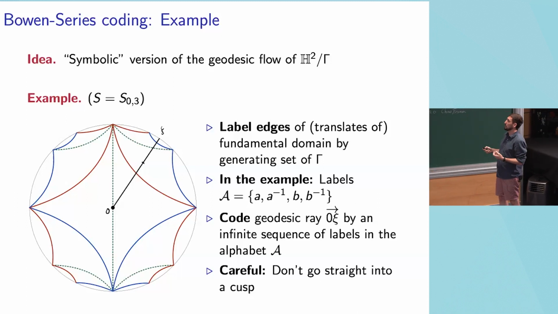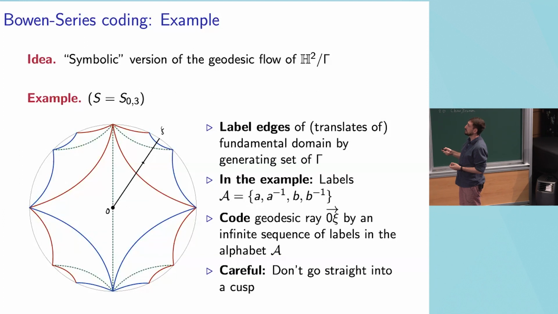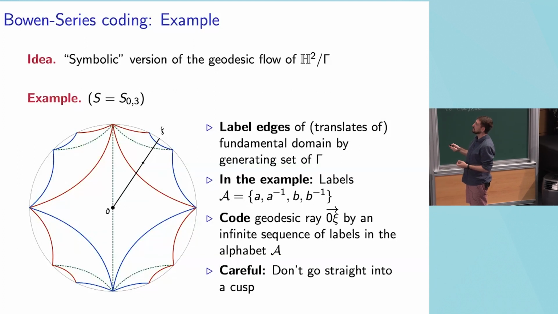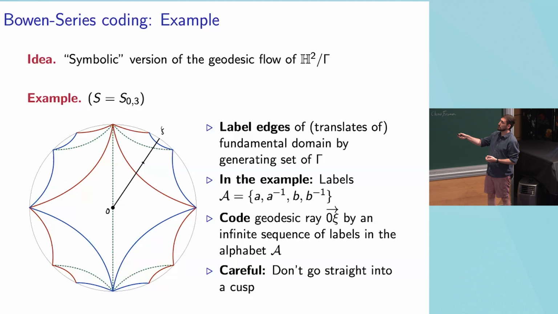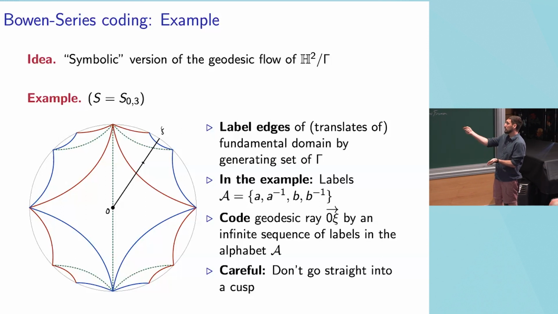So in the example, I can choose A that goes from one edge to the other, then A inverse, B, B inverse. And then if I look at a geodesic ray, starting from the origin, and I don't go straight into the cusp, I'm a little careful about that, then I can associate to that geodesic ray the labels of the edges it crosses. Okay? So somehow that gives you an infinite word in these letters A, and they're finite.